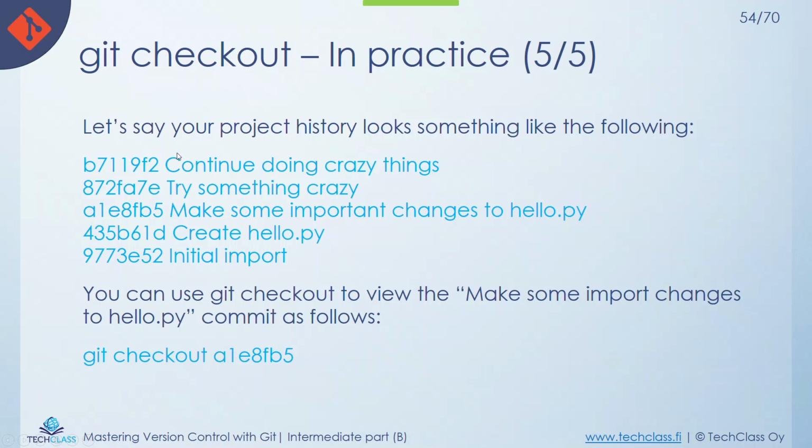And now here we can see in practice how it works. When we write this command, git checkout and that commit ID, we are getting back to this phase. So these three changes are not being applied.